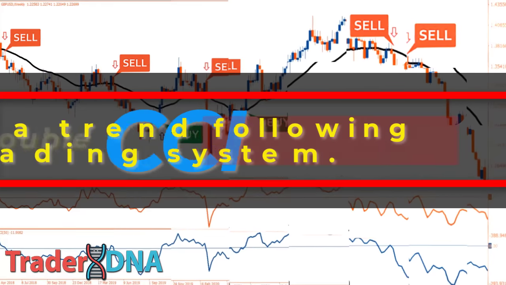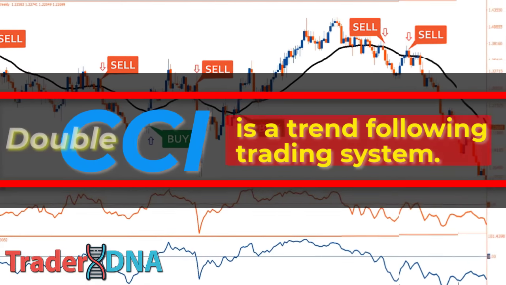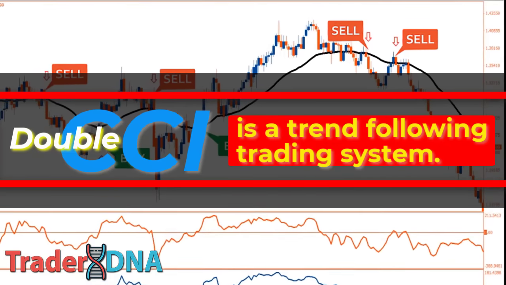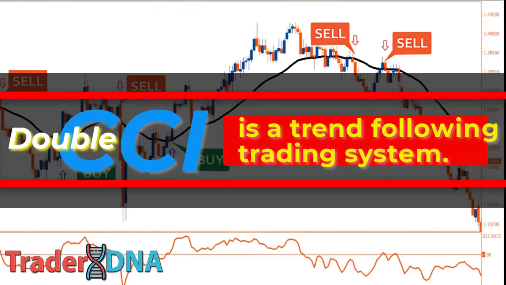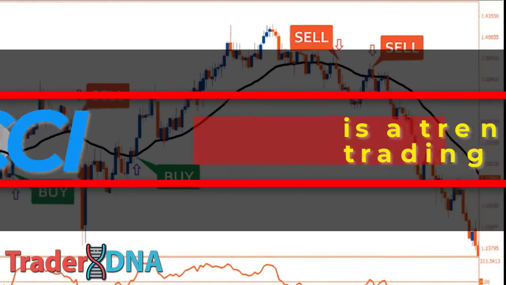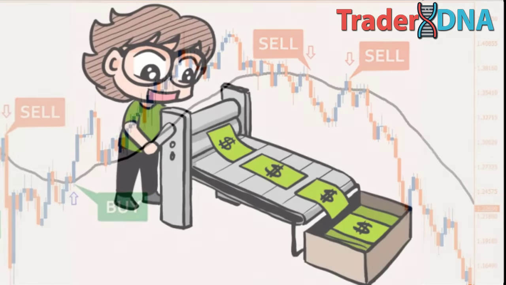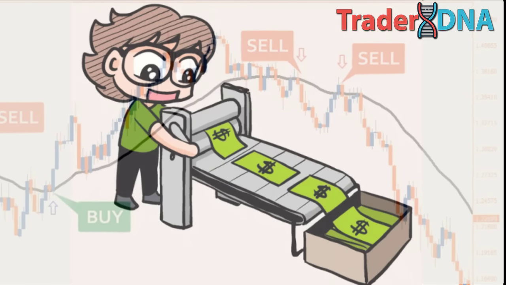The double CCI is a trend-following trading system. Double CCI with 34 EMA is very good at catching the trends of the market very early, and it lets you ride the swing of the market until the end. Double CCI with 34 EMA can become a money printing machine for you if you follow the rules of the system in a smart way.